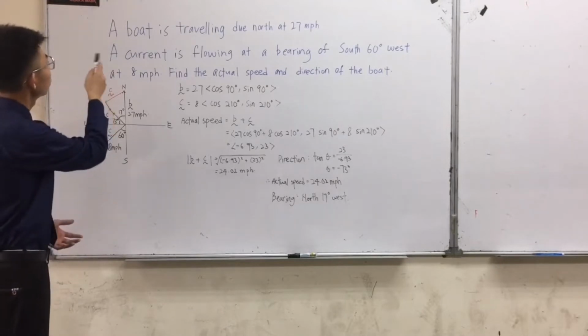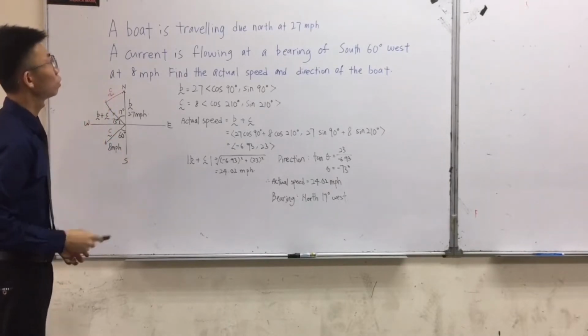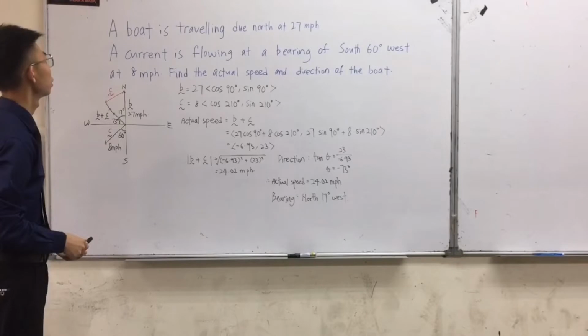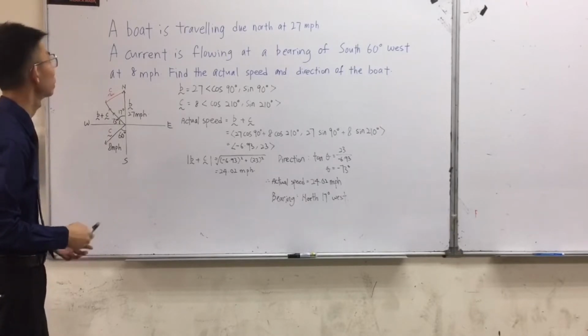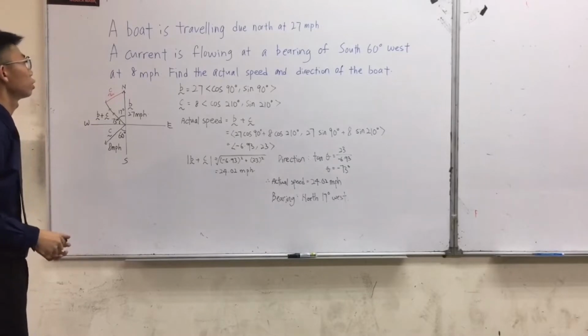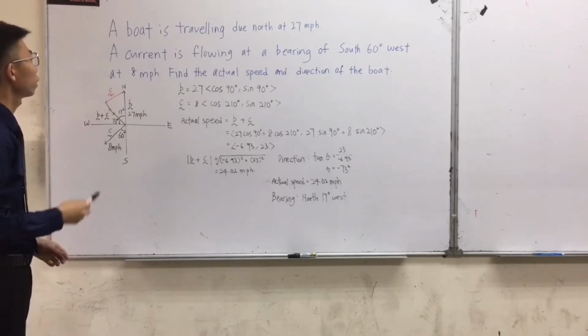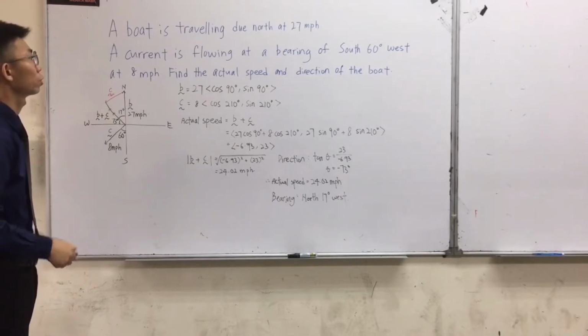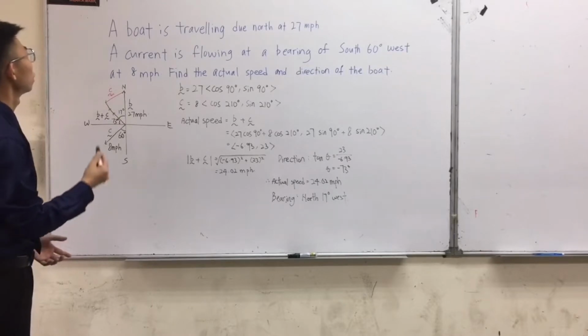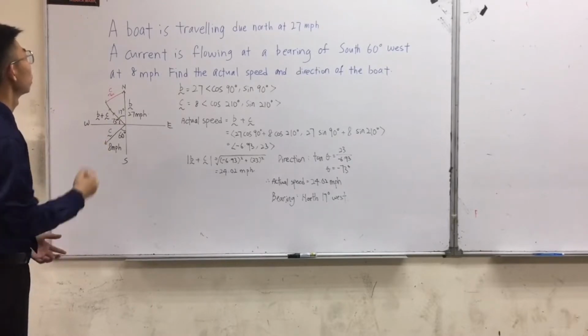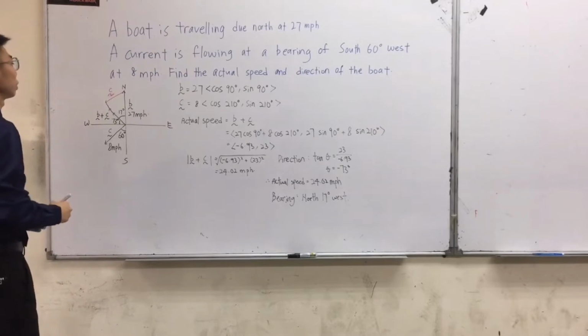This is our question. A boat is traveling due north at 27 mph and a current is flowing at a bearing of south 60 degrees at 8 mph. The question wants to find the actual speed and the direction of the boat. From the first sentence, we know that the boat is traveling due north at 27 mph.